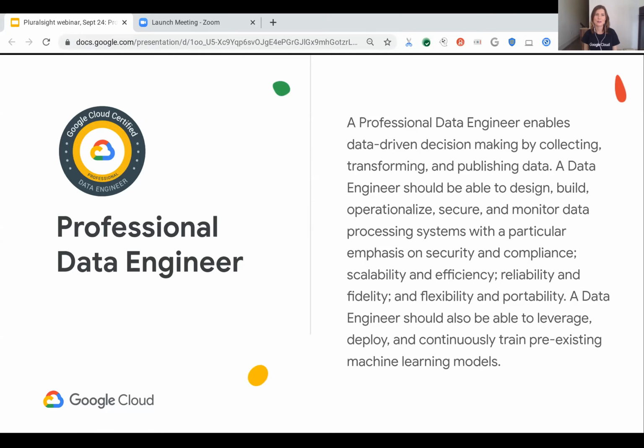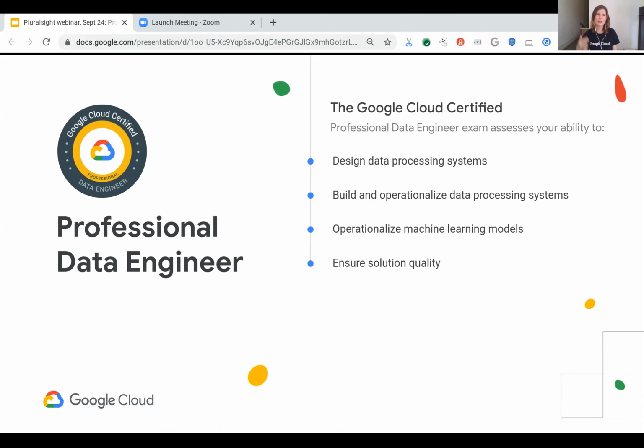So this is straight from our certification website, and you may wonder even more in depth, what are some of the core domains that are covered by the exam? You will find the full certification guide on our website, and here is just a summary of the core points. So the professional data engineer exam assesses your ability to design data processing systems, build and operationalize data processing systems, operationalize machine learning models, and ensure solution quality.